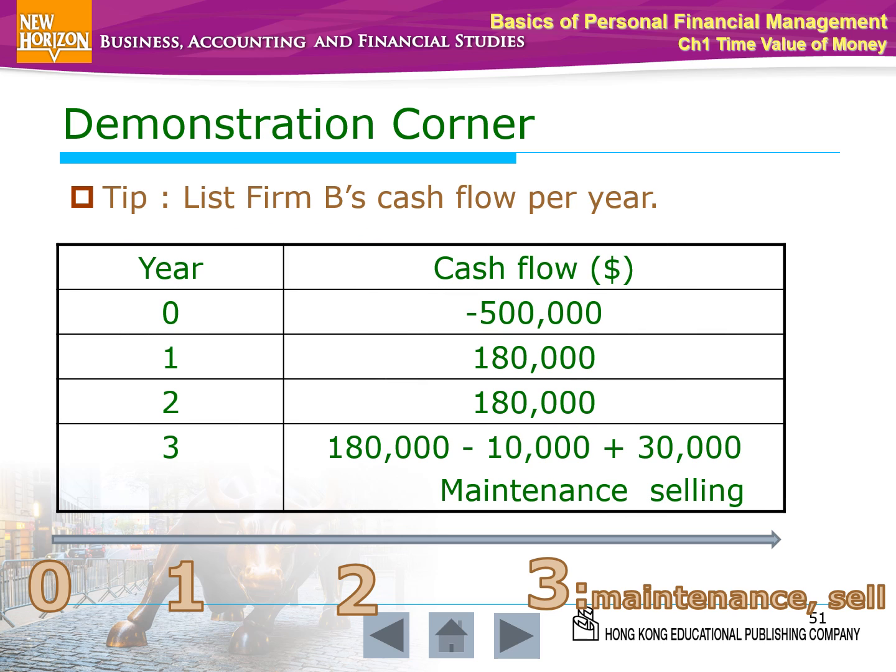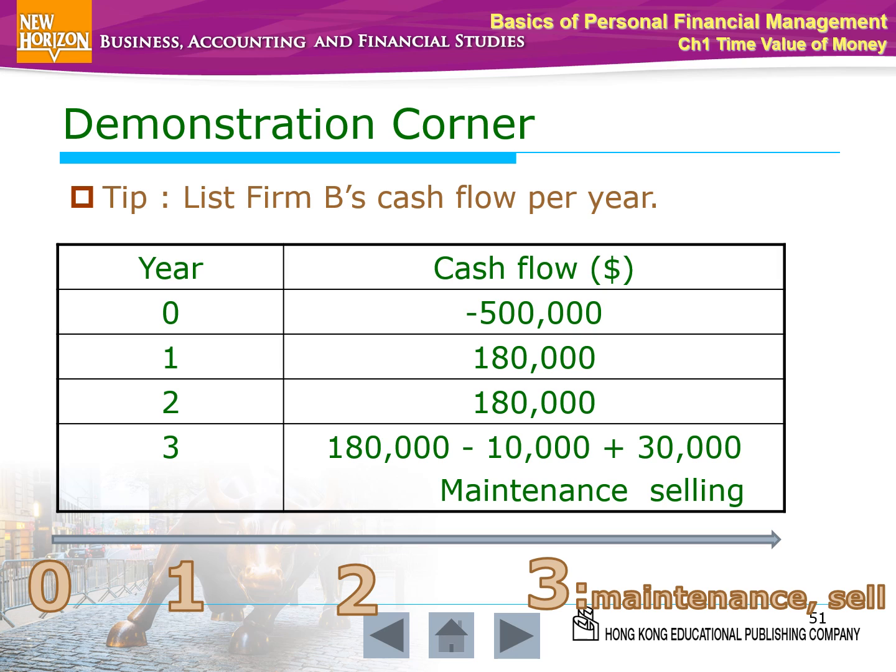Year 0 cash flow is negative $500,000. Remember, this is a cash outflow, so we use a negative to represent it. Year 1, $180,000. Year 2, again $180,000 cash inflow. Year 3, again $180,000 inflow. But remember, the company has to spend $10,000 for maintenance, and after the maintenance, the equipment can be sold for $30,000 at the end of the year. So just put these figures together.